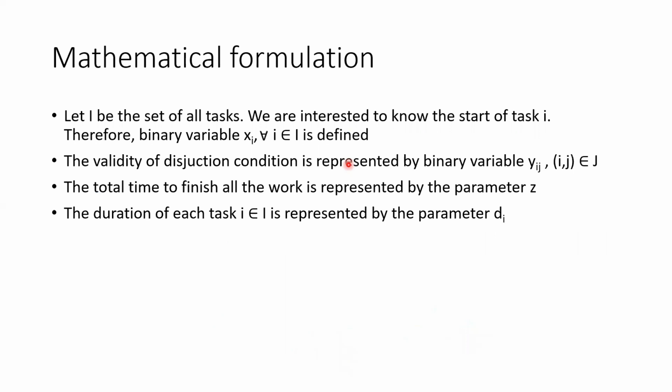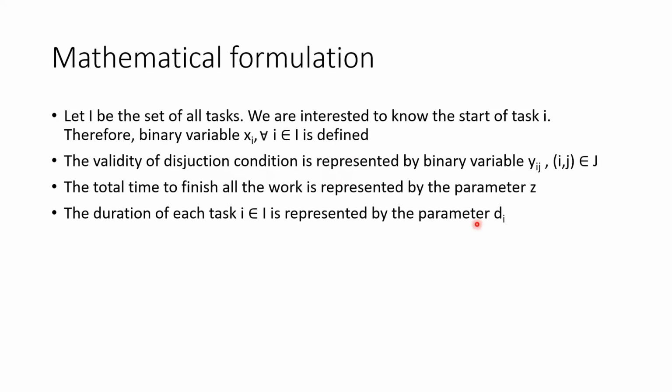We formulate the mathematical model where we define I to be the set of all the tasks. We are interested to know the start of each task, so we define a variable x to state the start of each task. We have a disjunction condition, which we will see later, and that condition is represented by a binary variable y. The total time to finish all the work is represented by the variable z, and the duration of each task is represented by the parameter d.